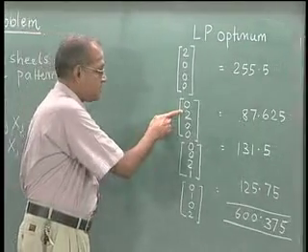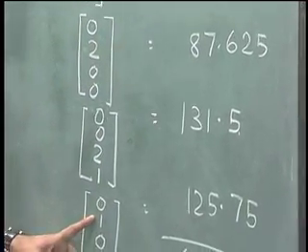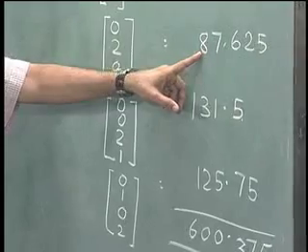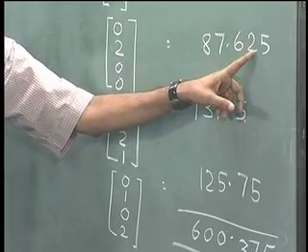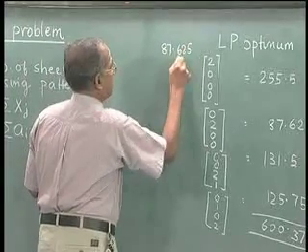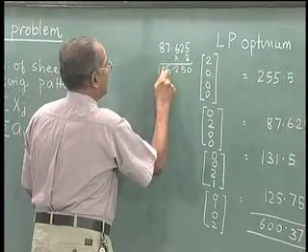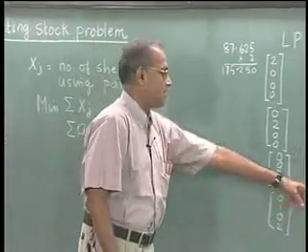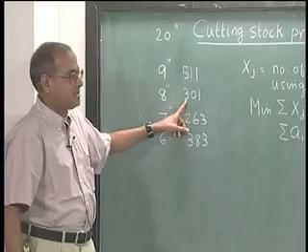8-inch sheets are cut using this pattern and this pattern. So, 2 into 87.625 plus 125.75. So, 2 into 87.625 would give us 175.25, plus another 125.75 would give us 301. So, we get 301 8-inch sheets.